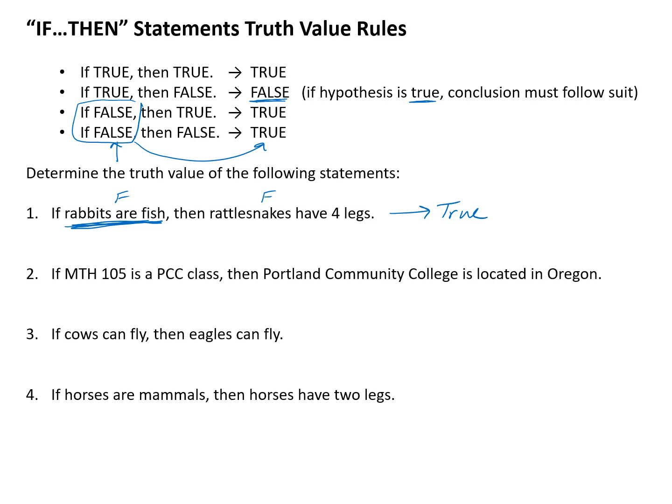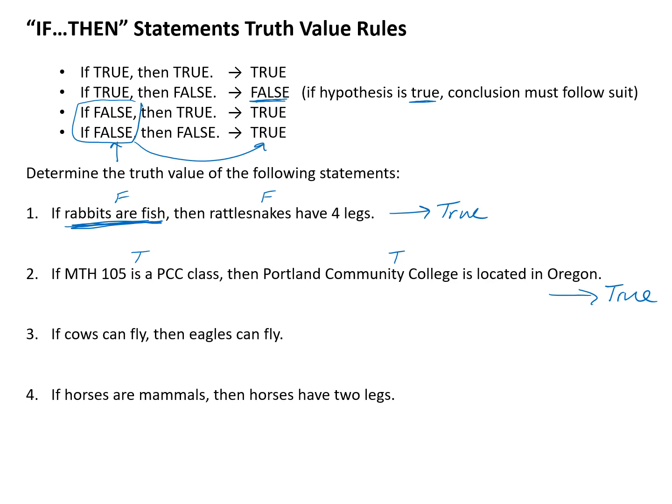If Math 105 is a PCC class, that's true, then Oregon Community College is located in Oregon. That's also true. Well, 2 true statements also make an entirely true statement. That's one consistency between if-thens, ors, and ands. If both propositions within the statement are true, then the entire statement is true.